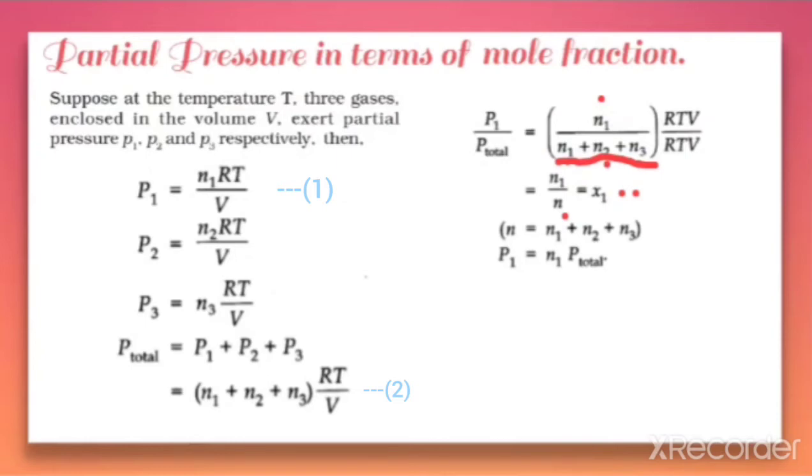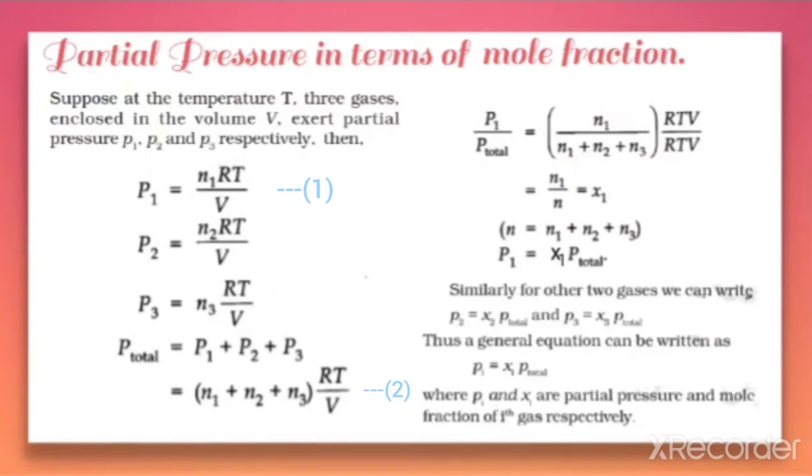So we come up with the equation P1 is equal to x1 P total. What is x1 here? x1 is the mole fraction of the first gas. So the partial pressure of the first gas is equal to its mole fraction into P total. Similarly, when we do it for the other two gases, we get P2 is equal to x2 P total, and P3 is equal to x3 P total.